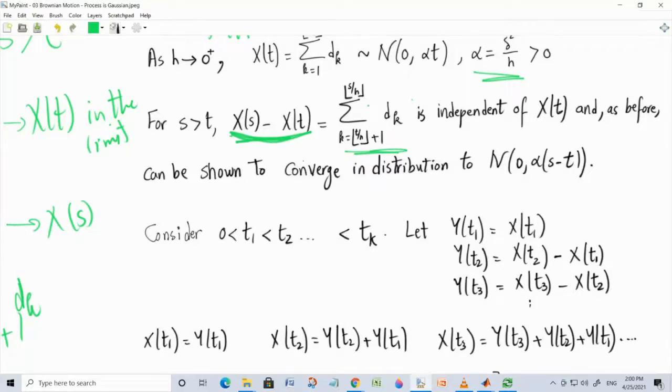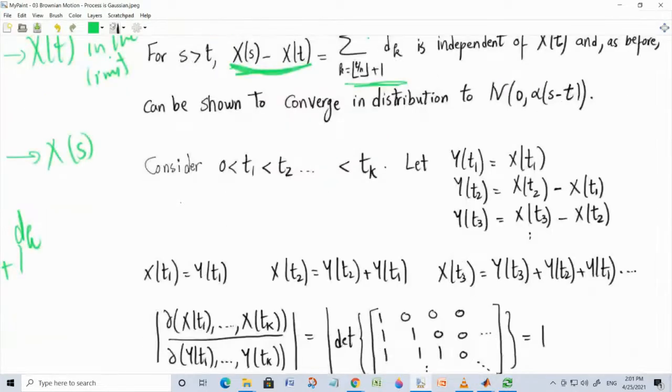And writing down the joint distribution of independent random variables is straightforward. You just multiply the guys. So in other words, the trick here is we will define basically the first one is kept as is, and then we have increments. So we have those guys.